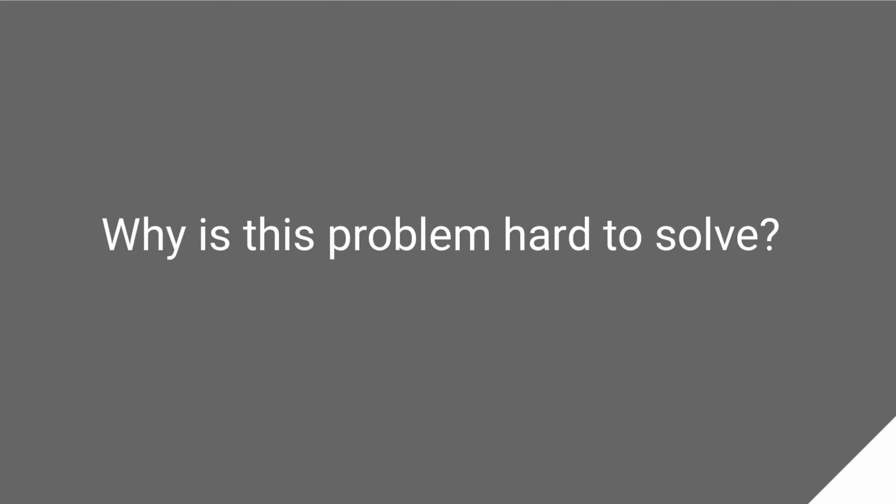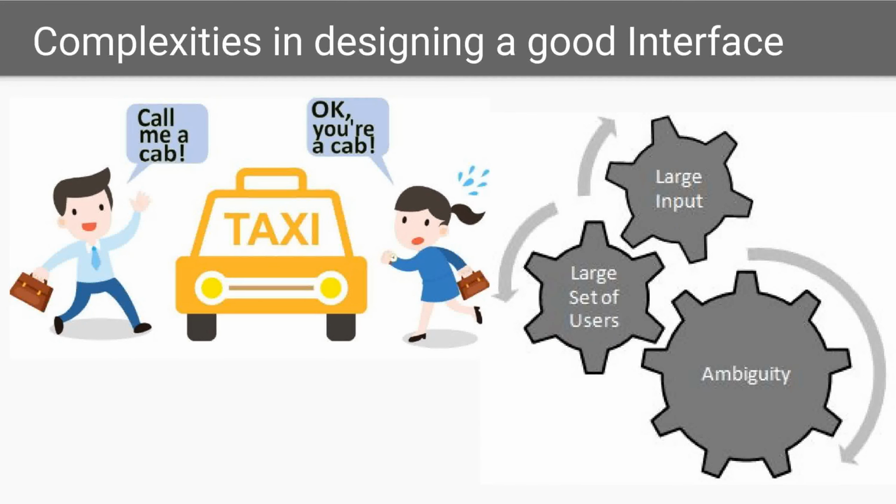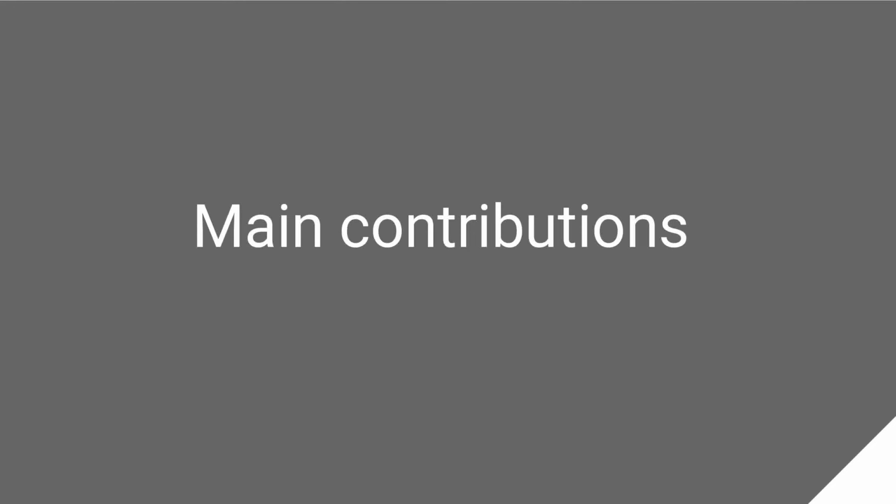Let's now see what makes this problem hard in the first place. Natural languages can sometimes be ambiguous and equivocal. This is what makes programming in a natural language difficult. Doing so requires a large set of users with a wide range of user input to solve, which is often a daunting task. Now let's have a look at some of the main contributions of the authors.